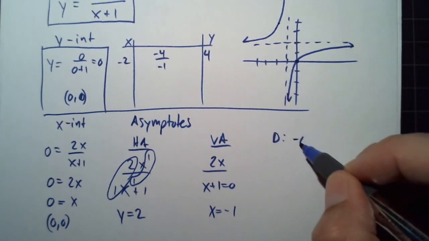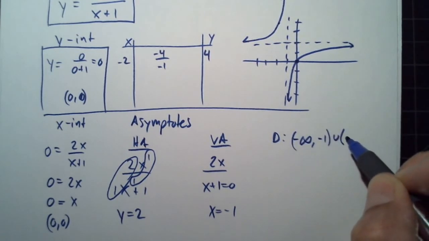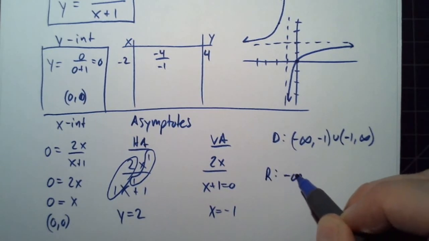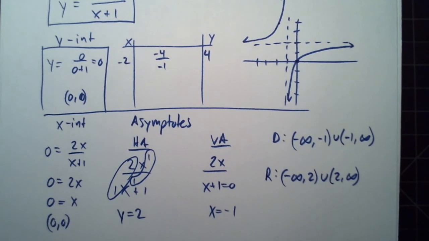The domain goes from negative infinity to negative 1, and then negative 1 to infinity. Range, negative infinity to 2, 2 to infinity.